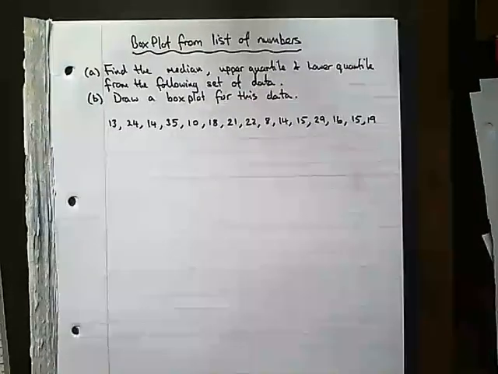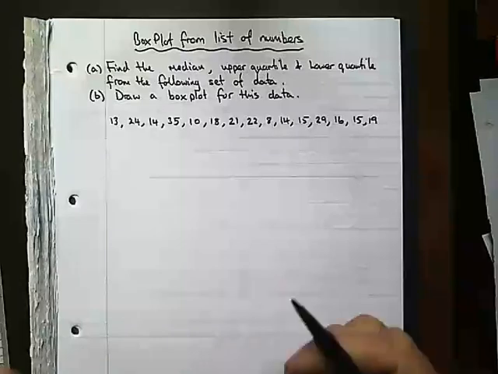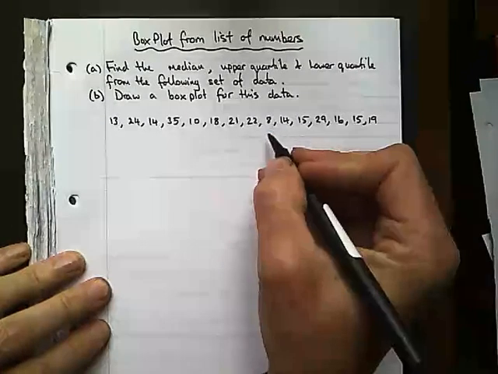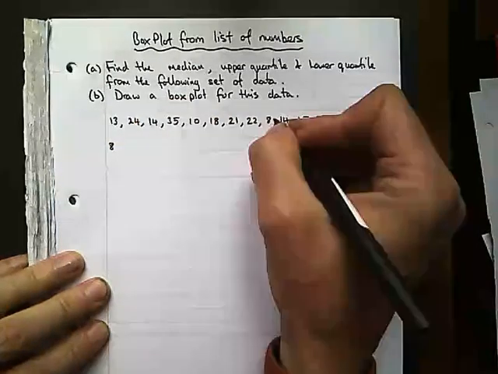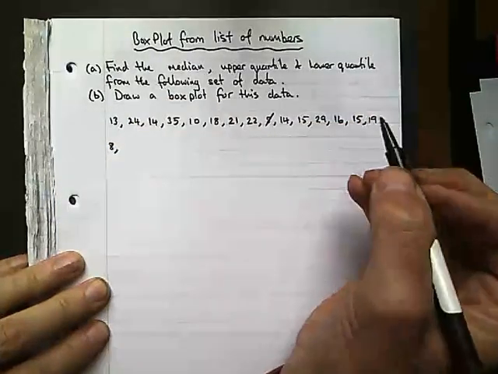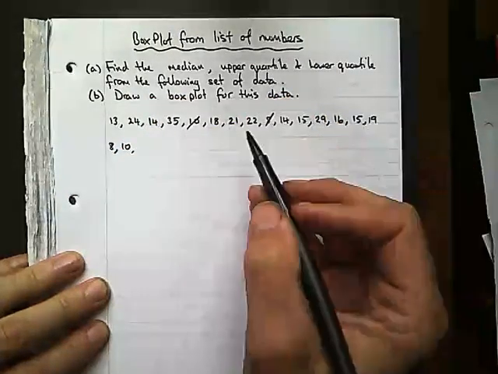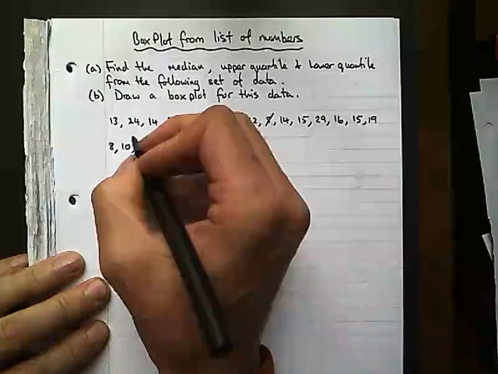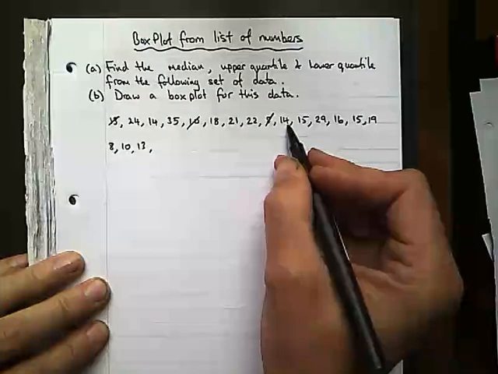So find the median, upper quartile and lower quartile from the following set of data, and then draw a box plot for this data. So the first step, put your numbers in order. So once I'm putting them in order, I'm going to cross them out so I don't make a mistake. So the lowest number is 8. The next lowest number is 10. The next lowest number looks like a 13. The next lowest is 14, and there's 2 of them.